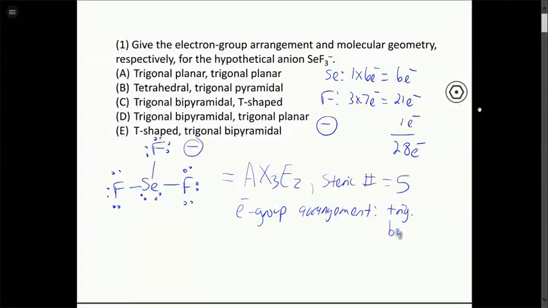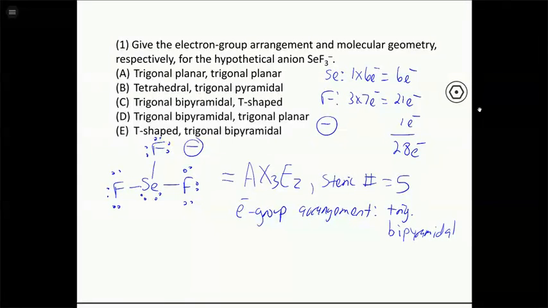So there are several different AXE notations that will have the same electron group arrangement, trigonal bipyramidal, as long as the total number of electron groups is 5. So whether it's AX5, AX4E, AX3E2 is what we have here, AX2E3. Any combination of 5 will give us a trigonal bipyramidal arrangement. And then we have to figure out what the molecular geometry is.